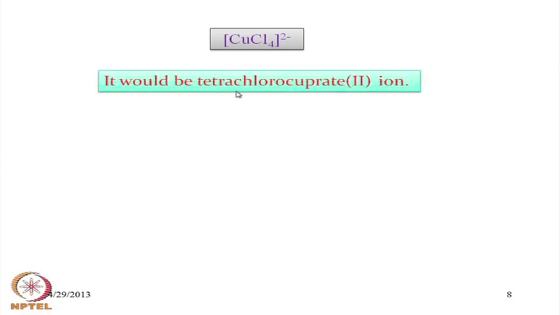So, the naming is very easy, as we have learned now. It would be tetrachlorocuprate(II) ion. If it is the ammonium salt, it would be ammonium tetrachlorocuprate(II). So, the ion part will not be there, and a full stop will be here.